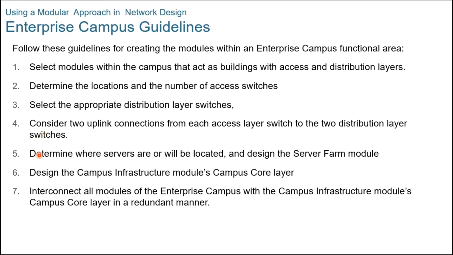Okay, so step five, determine where servers are or will be located. So you have to design the server farm module with at least two distribution layer switches that connect all servers. Okay, so that is to eliminate the possibility of downtimes. Sixth, design the campus infrastructure module campus core layer using at least two switches and provide for the expected traffic volume between modules. And then the last one would be, of course, you have to interconnect all the modules of the enterprise campus with the campus infrastructure module campus core layer in a redundant manner.